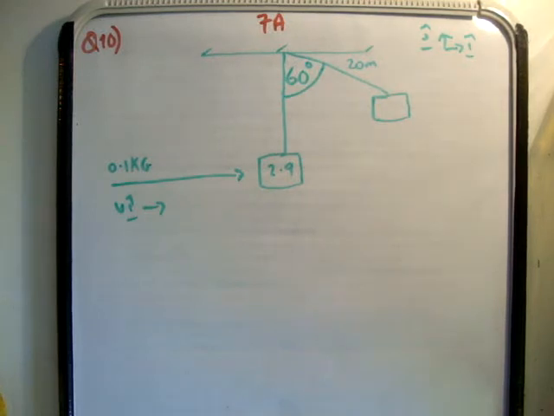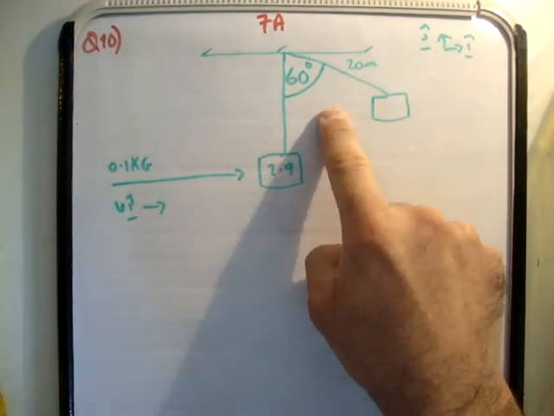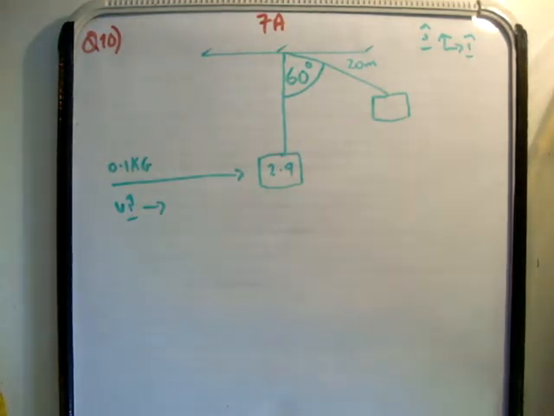The bullet becomes embedded and the joint mass swings and finally comes to rest when the string makes an angle of 60 degrees with vertical. What speed did the bullet enter the block?